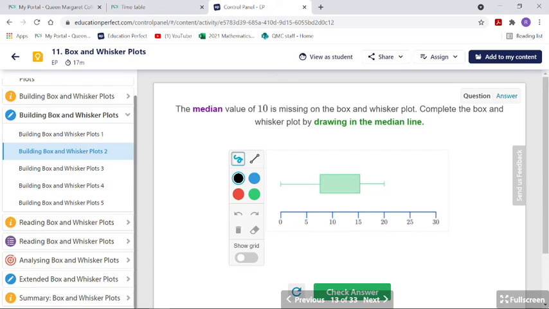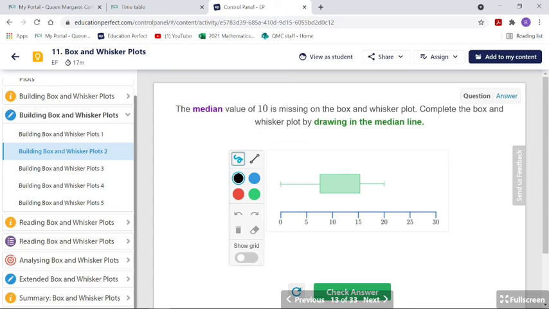So look at this one. The median value of 10 is missing on the box and whisker plot. So we need to complete the median. Where is the median going to go? Inside the box, right? And what did they say the median is in this case? So you're just going to go above 10 and draw a line. Okay? Now notice, it's not equal over here, is it? They're very rarely equal. Usually the whiskers are not the same length and the pieces of the box are not the same length. You put them where your numbers are.